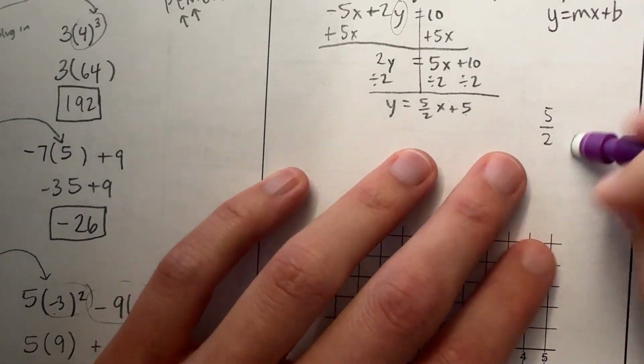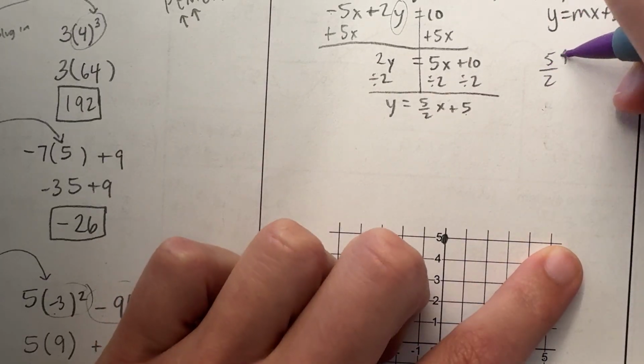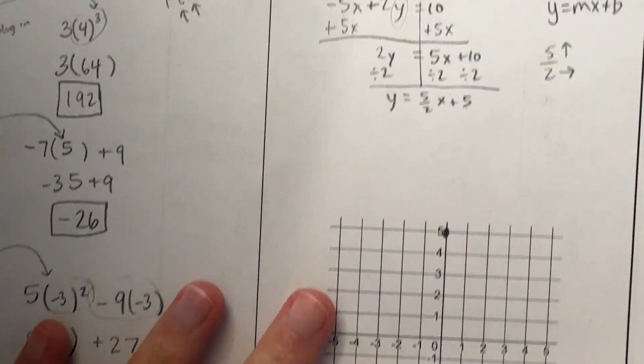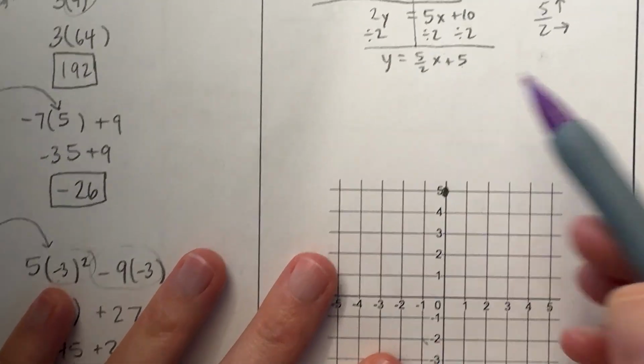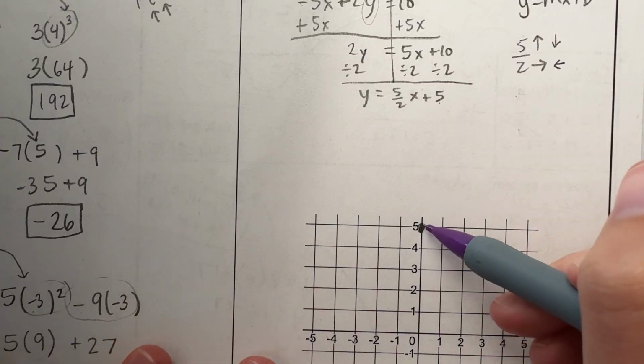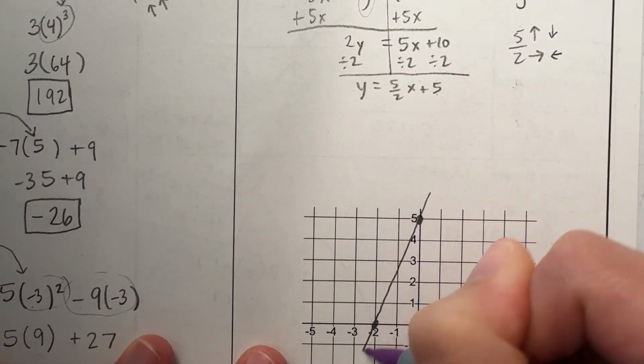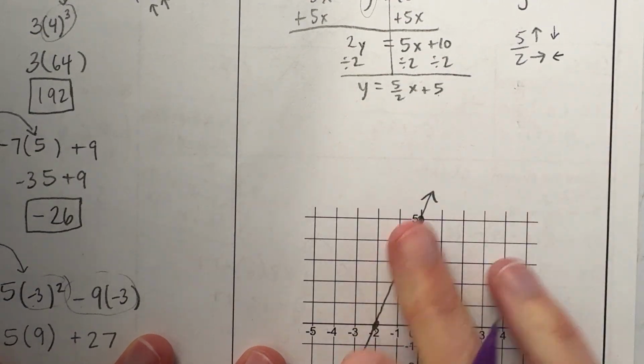So what I want to do, and actually let me write it up here, is go up 5 and right 2. But of course, I ran out of space to go up 5. So what I'm going to do is go the opposite. I'm going to go down 5 and left 2. So I'm going to go down 5, left 2. And here's my line. So that's option 1 for graphing my line.